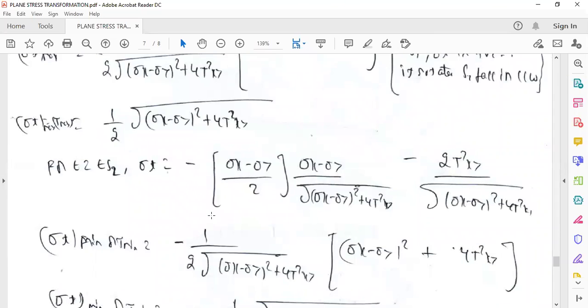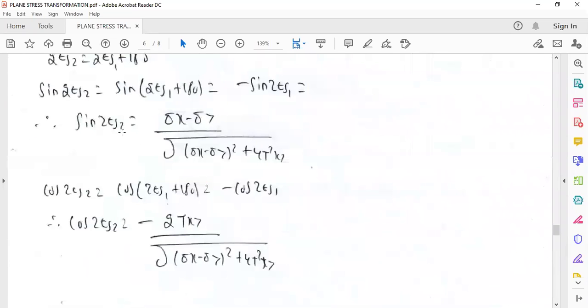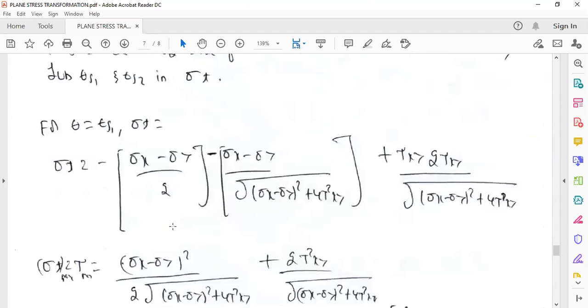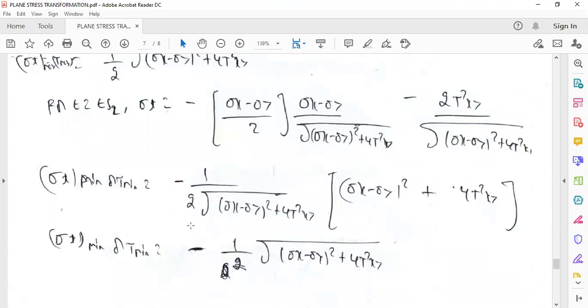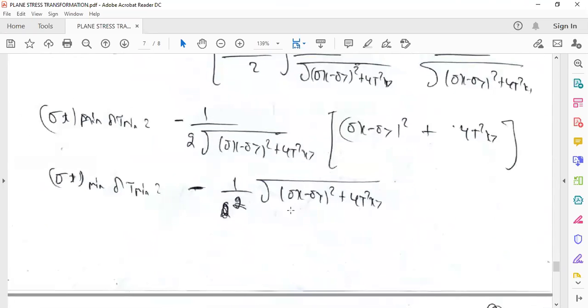Now I will substitute theta s2. Theta s2 is nothing but the negative sign, minus sigma x minus sigma y, and minus 2 tau xy. In sigma t, I will be substituting that. Therefore, I will get this expression, and it will be similar to that, but I will be left with a minus sign. Therefore, I can call the one with the positive sign as the maximum and the one with the negative sign as the minimum.